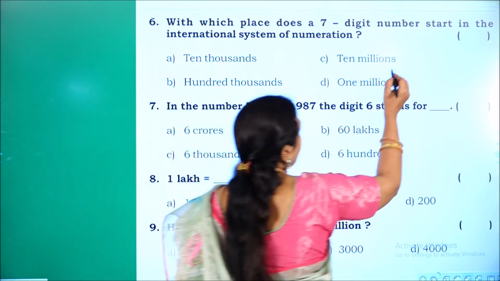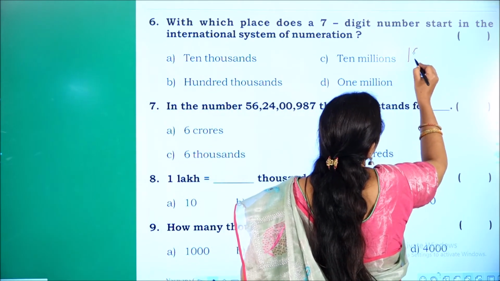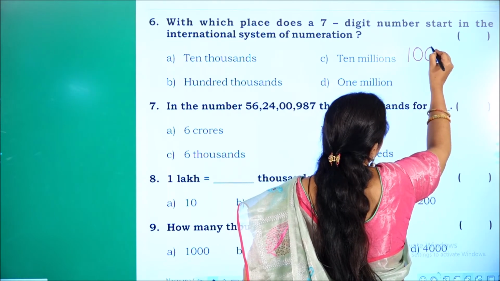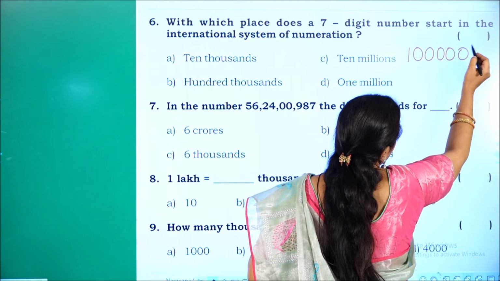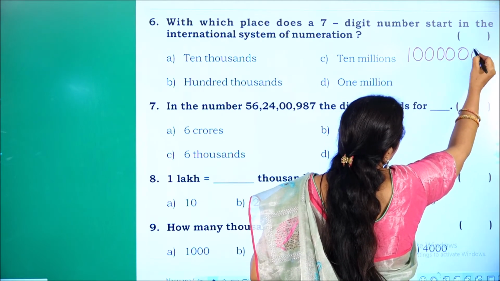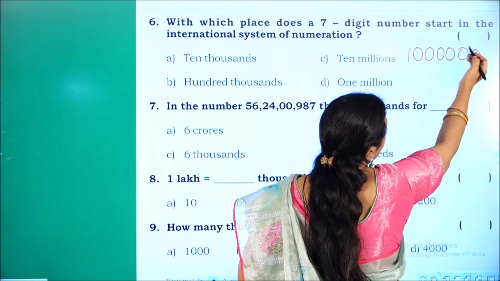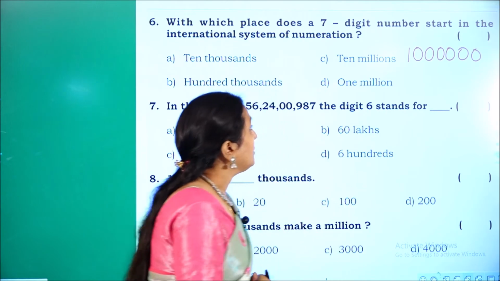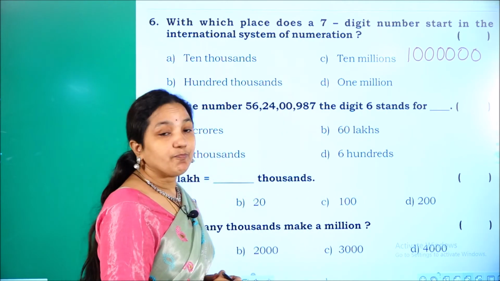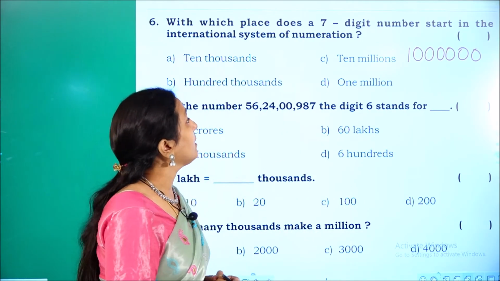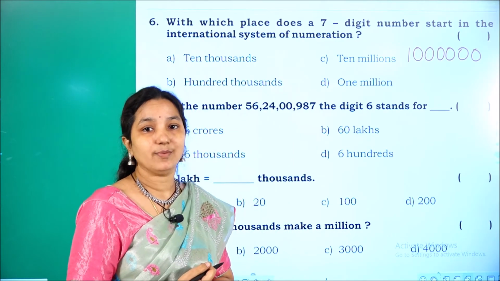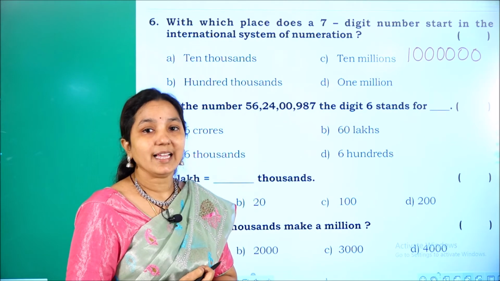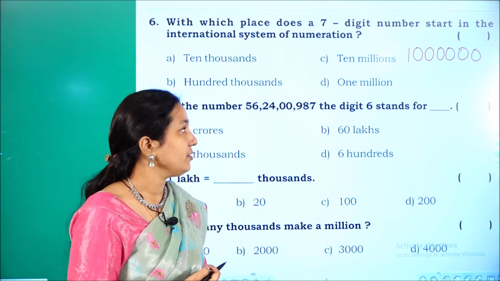I am writing here. The smallest 7-digit number is that. Okay, children, coming to here, I am placing commas. So here, what is the given system? International place value. So I am placing the commas according to the international place value system.